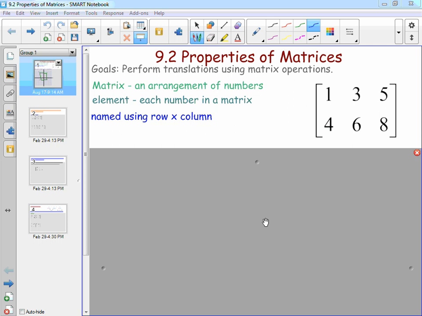We name using row by column. So for example, this one has 2 rows and 3 columns, so we say it is a 2 by 3 matrix. When using it for coordinate points, we list the x coordinate in the first row and the y coordinate in the second row, and we list the points in order. So maybe this was a triangle ABC, where A was the point 1, 4, B was the point 3, 6, and C was the point 5, 8.